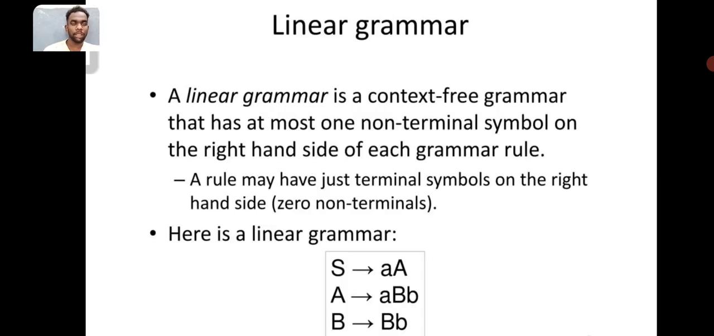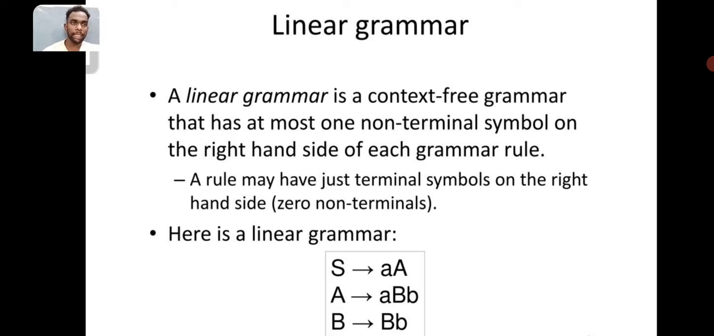Coming to linear grammars, what is a linear grammar? A linear grammar is a context-free grammar that has at most one non-terminal symbol on the right hand side of each grammar rule. A rule may have just terminal symbols on the right hand side, zero non-terminals. Here is a linear grammar.